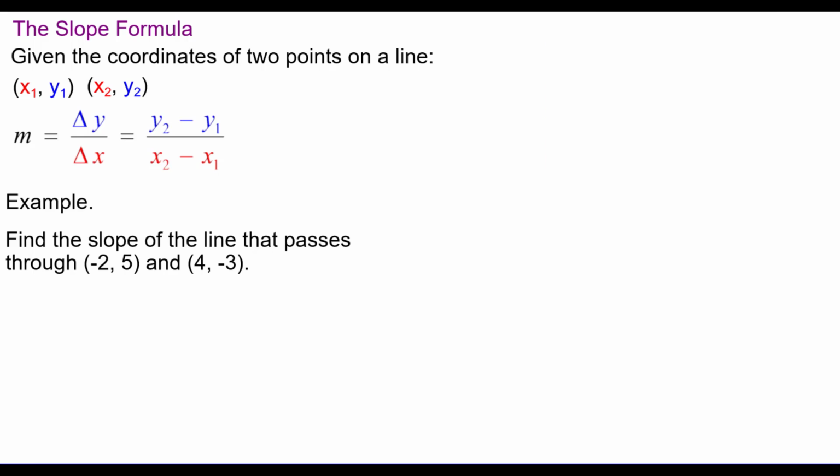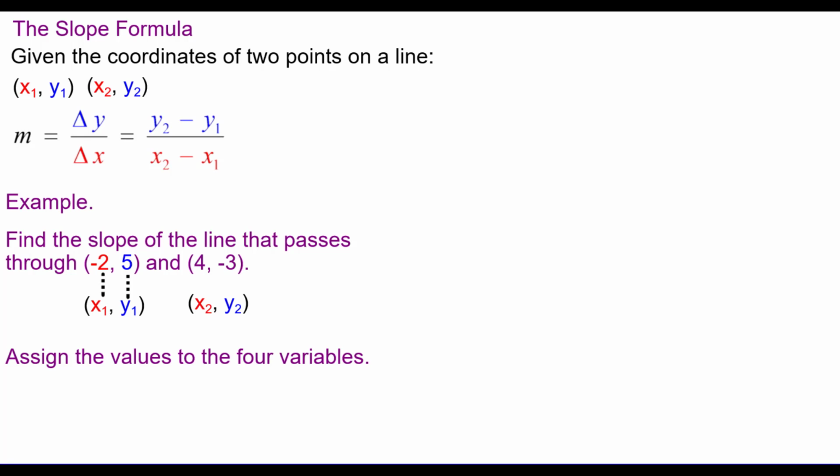Our first example is find the slope of the line that passes through these 2 points right here. What we need to do is assign the values to the 4 variables. So x sub 1 will be -2, y sub 1 will be +5. We color code them just to distinguish them. X sub 2 will be 4, and y sub 2 will be -3.